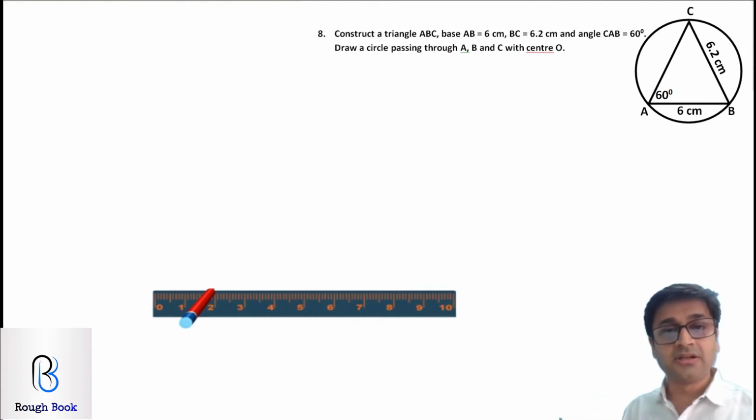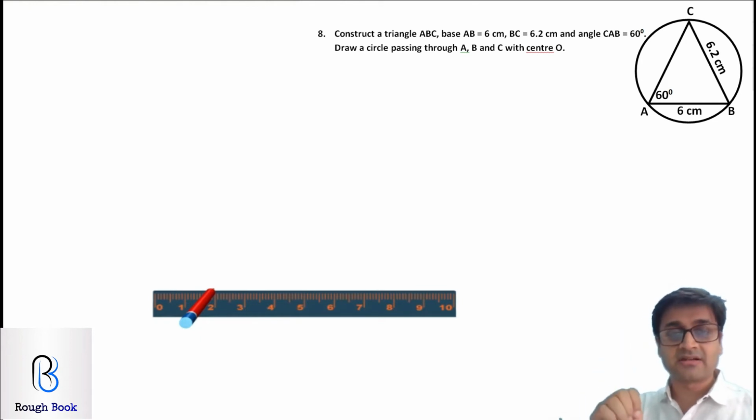For incircle, we will remember the code word as IA. So CS, I call it company secretary, and IA, Indian Airlines. What is IA? I is incircle and A is angle bisector. So when you need circumcircle, CS, that means you're going to draw side bisector. And when you need incircle, IA, Indian Airlines, you're going to draw angle bisector.